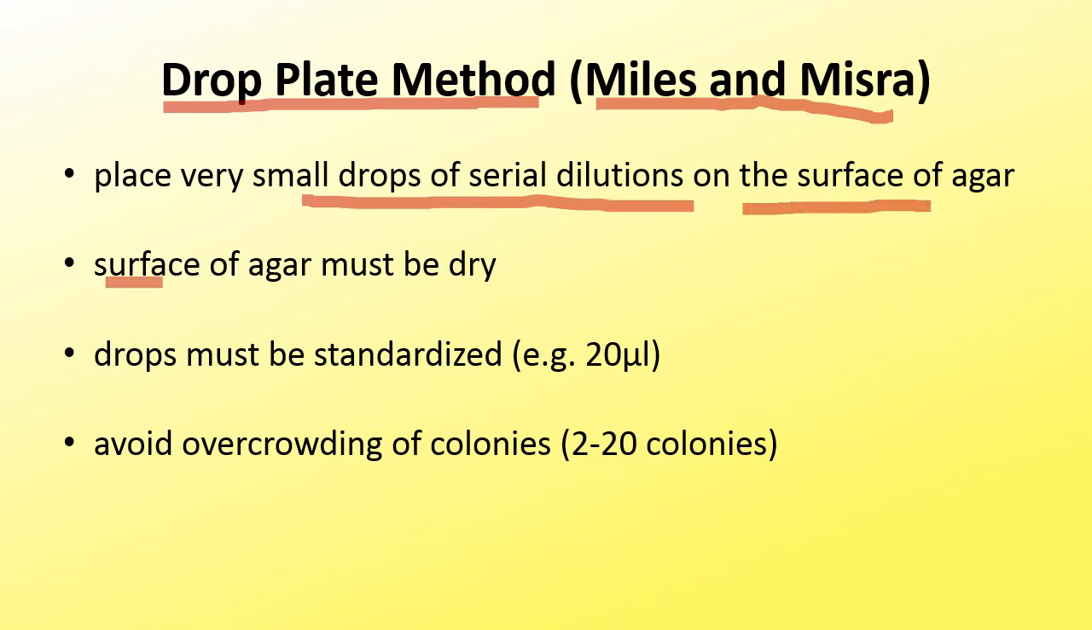After that, the agar will be allowed to dry at room temperature and then put into incubation. One of the key things in the drop plate method is the amount of liquid that you're dropping onto the plate. Usually the maximum liquid we keep is 20 microliter. And in order to avoid overcrowding, only colonies between 2 to 20 were taken into consideration for the CFU per mil calculation.